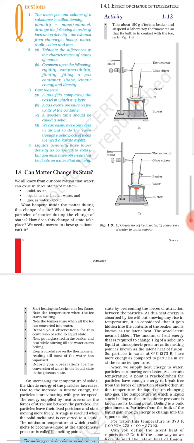Now the second question is: tabulate the differences in the characteristics of states of matter. You have to write the answer by forming a table. First you have to make a table and then write the characteristics of three different states of matter. We have discussed three states of matter and we have also discussed their characteristics.